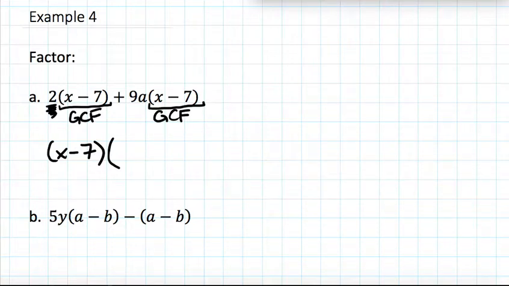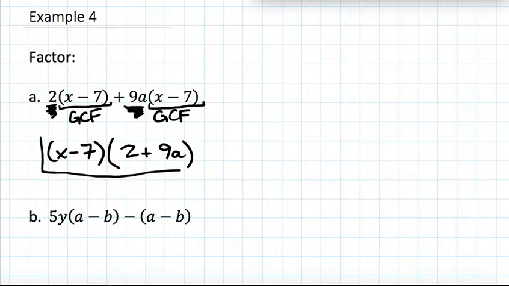So the first term in the parentheses is going to be 2, then I'm going to have a plus sign. The second term in the parentheses is going to be 9a. So when I distribute x minus 7, if I just think of that as one whole piece, distribute the x minus 7 in parentheses to the 2, and then distribute it to the 9a, I get 2 times x minus 7 plus 9a times x minus 7, which is what I started with. So this is the answer for part A.